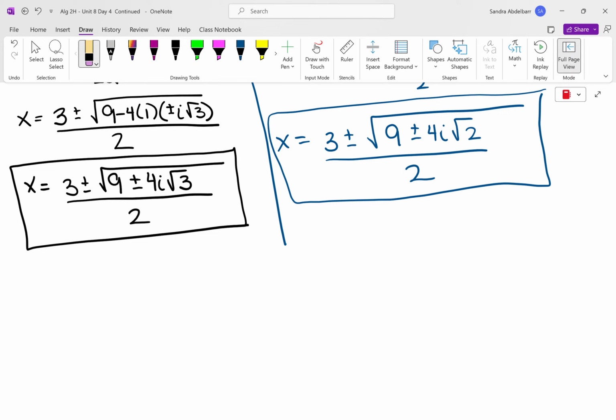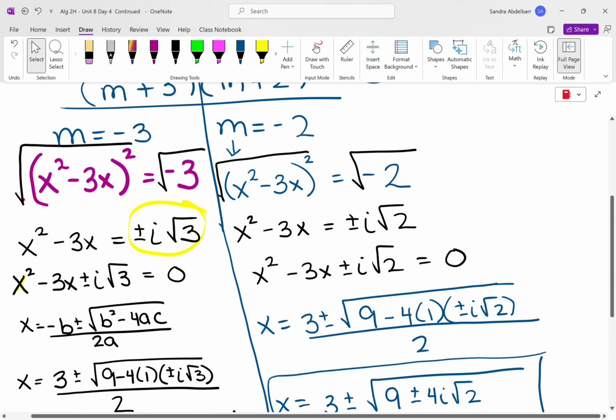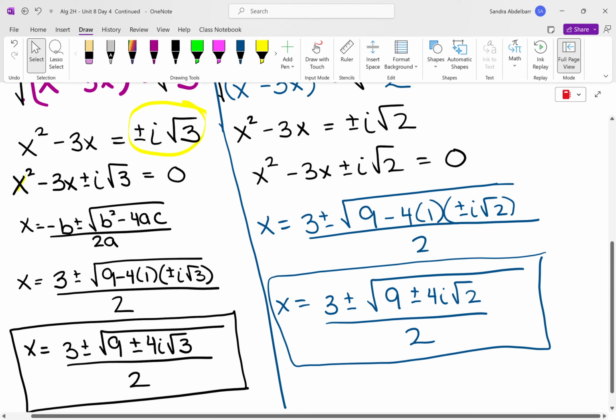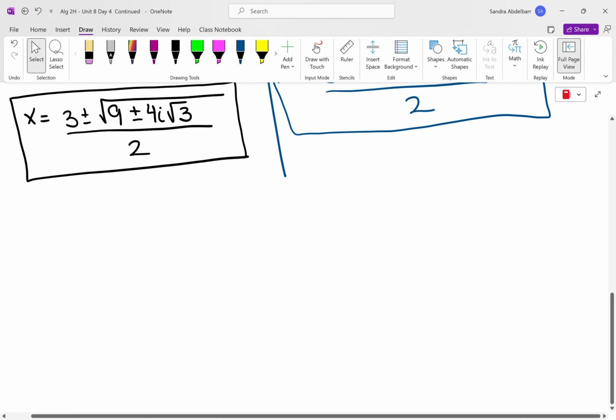Okay, so how many solutions is this actually? 8. Let's go back. Should we have had 8 solutions? Yes, because if we were to multiply this all out, this x squared, this whole quantity raised to the 4th power would eventually get us x to the 8th as our degree of the polynomial, not leading coefficient. All right, let's keep going. Next one.